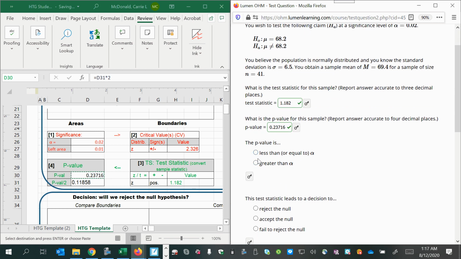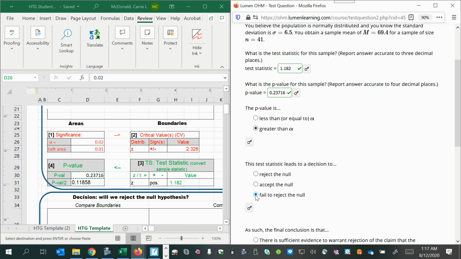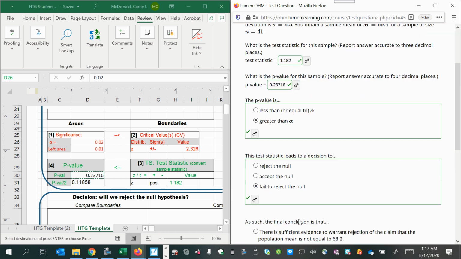Okay, so the p-value here, let's compare it to the significance level. So we have a p-value of 0.237 and a significance level of 0.02. So the p-value is greater than alpha, which means we will fail to reject the null hypothesis.